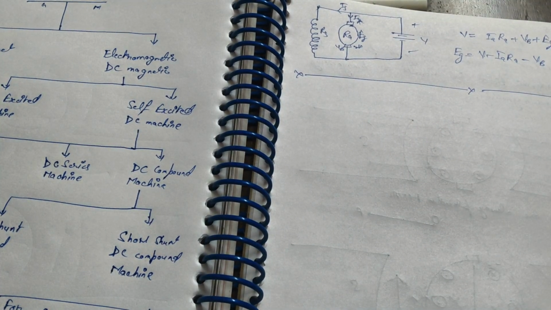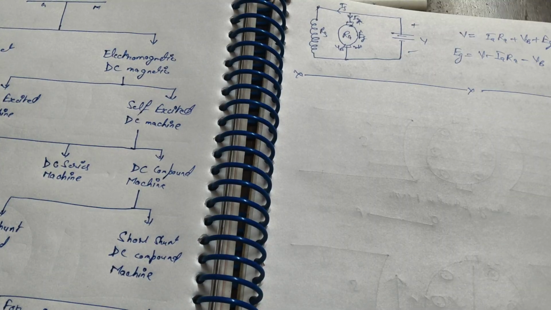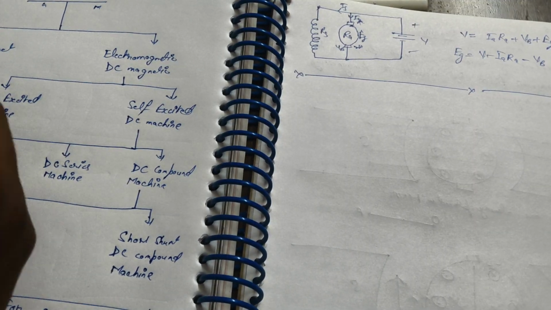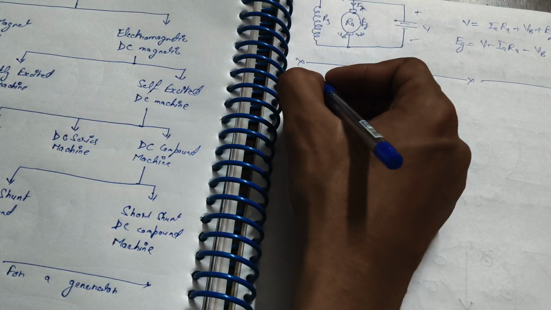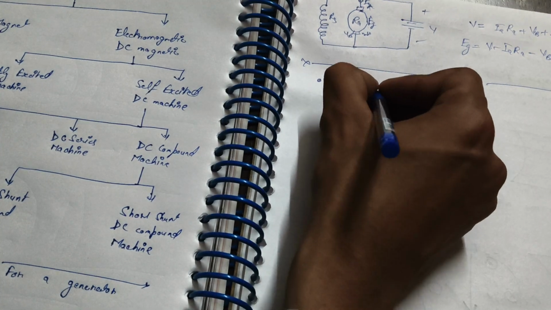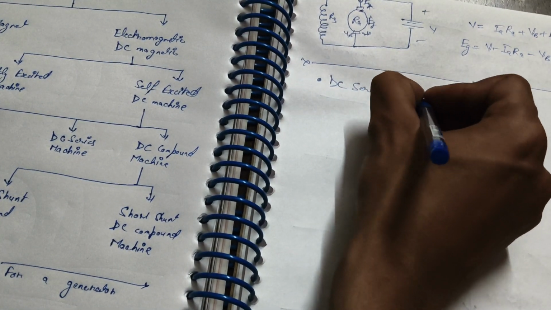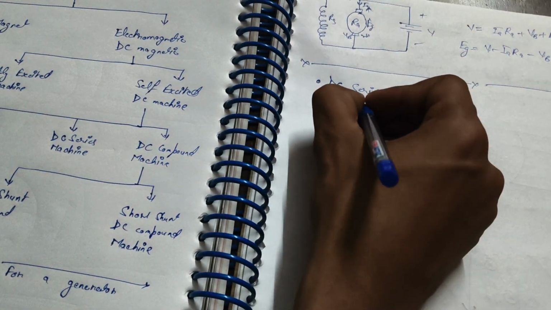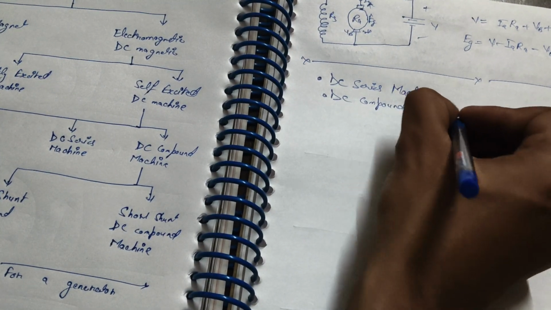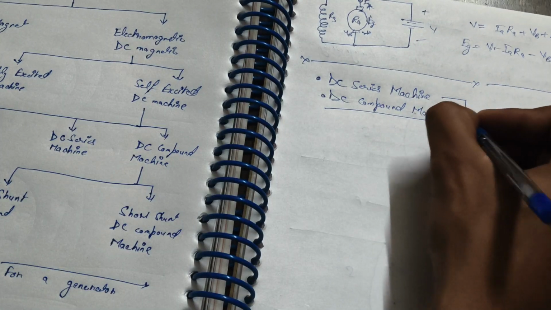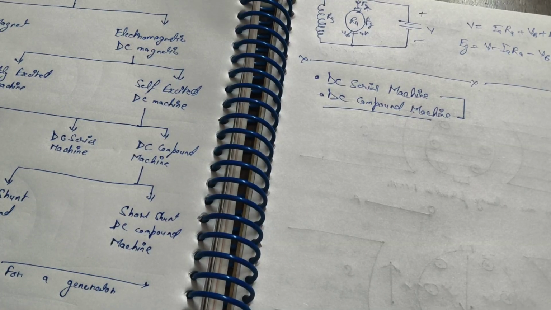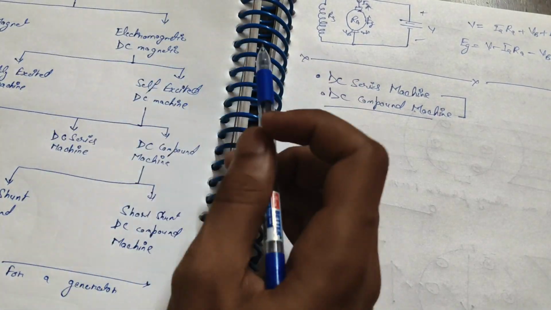So this is all we have discussed today. In the upcoming lecture we will discuss the rest: the DC series machine and the DC compound machine. We will discuss them in detail, and this is the plan for the next 2 or 3 lectures.